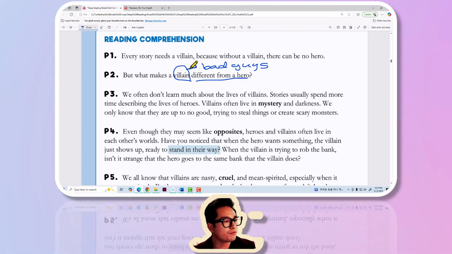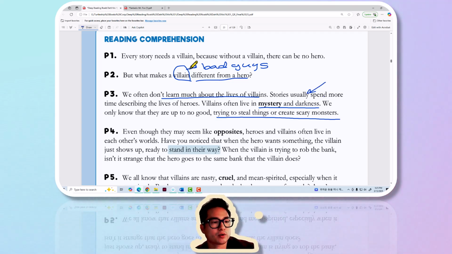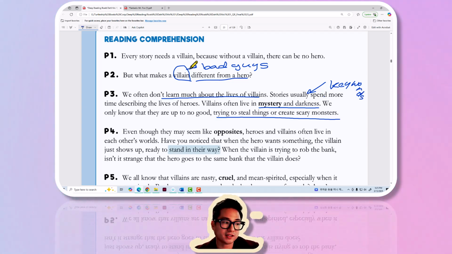Okay, we often don't learn much about the lives of villains. Stories usually spend more time describing the lives of heroes. Villains often live in mystery and darkness. We only know that they are up to no good, trying to steal things or create scary monsters. Now remember, I'm underlining my keywords and you should do that at home because it's going to help you to find the answers later when we answer our questions, okay?